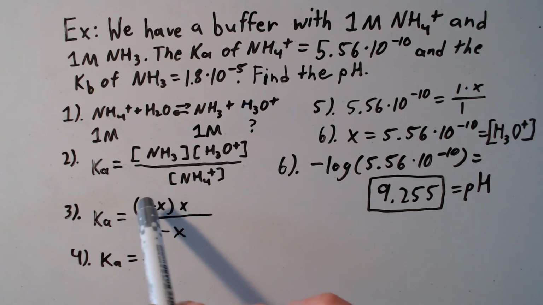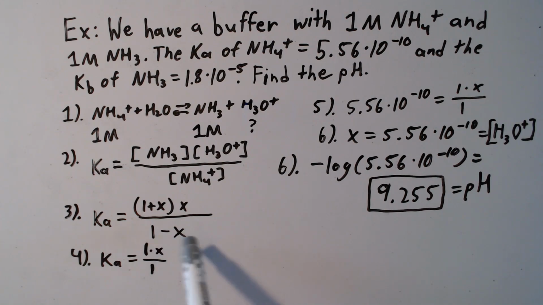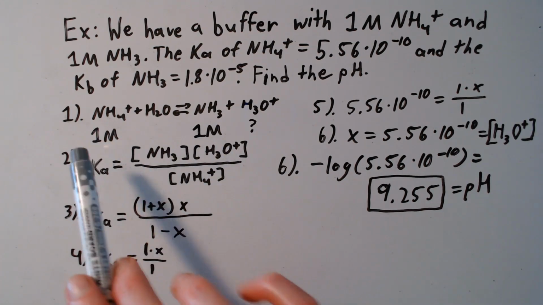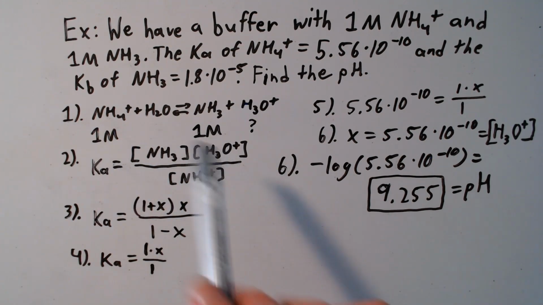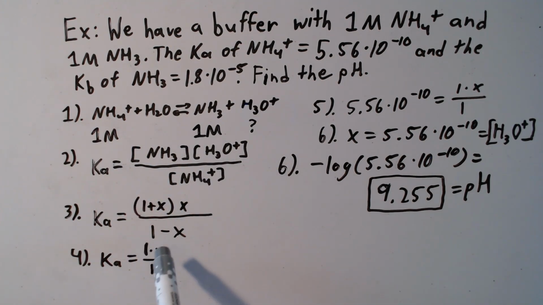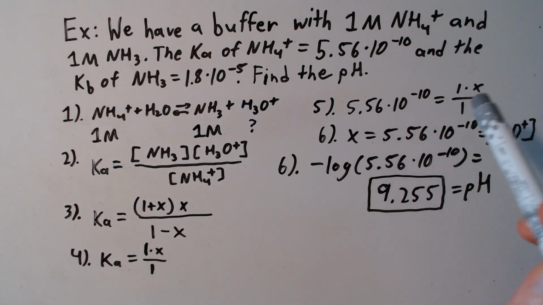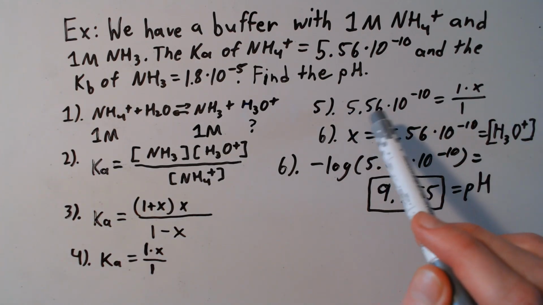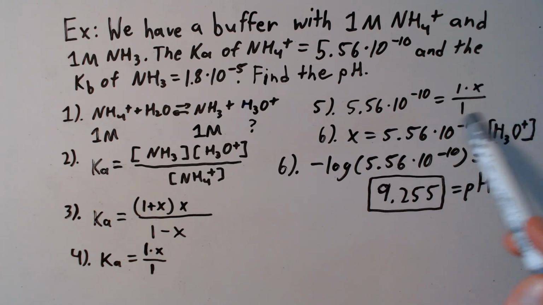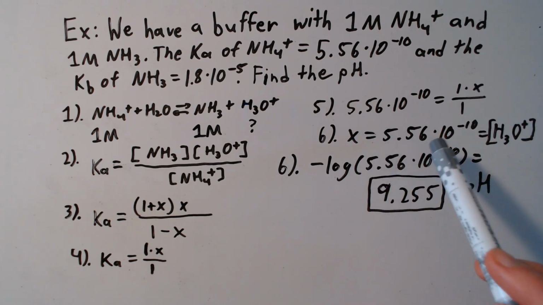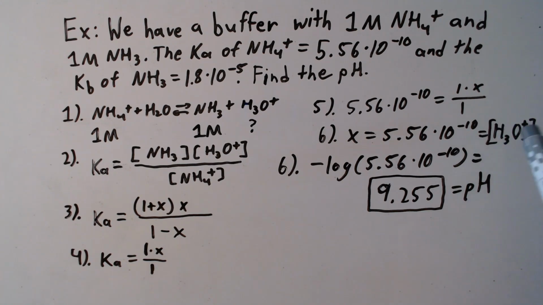But again, we do not need this plus X nor this minus X on the bottom, because these 1 molar concentrations remain essentially constant even though the reaction goes through, because these reactions are so small. The only thing that matters is the additional H3O plus produced. So the Ka equals 1 times X over 1. We can cancel out the 1s, and the Ka, since it is 5.56 times 10 to the negative 10th, would equal this X. So X equals 5.56 times 10 to the negative 10th. And that is the concentration of H3O plus in the solution.